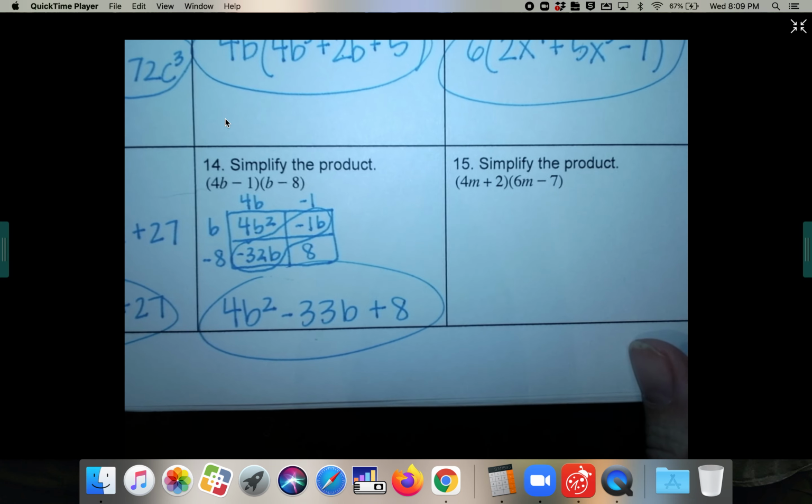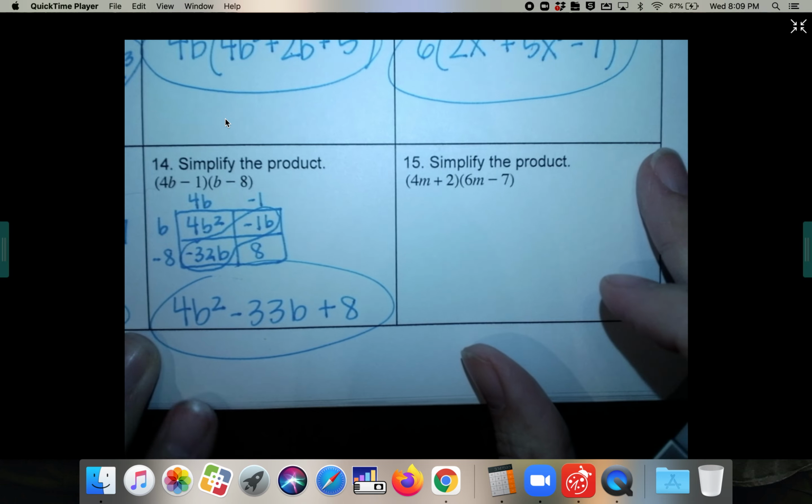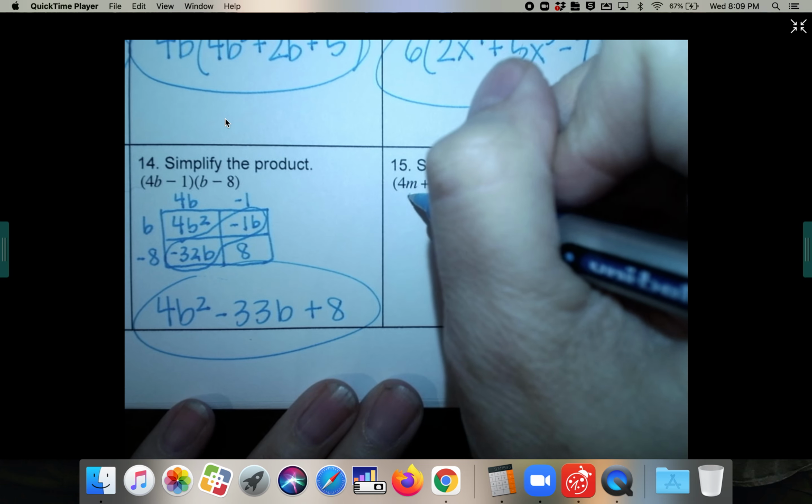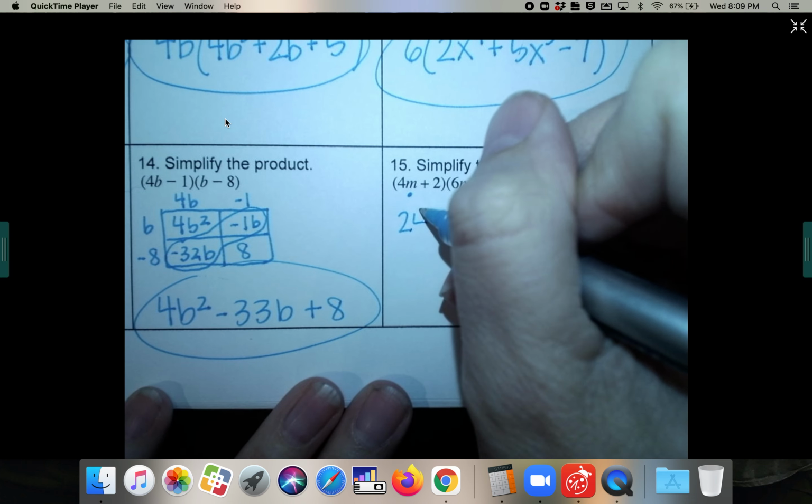All right. I did FOIL, I did box. I'm going to do FOIL on this one as well. So FOIL is first times first. 4m times 6m is 24m squared.